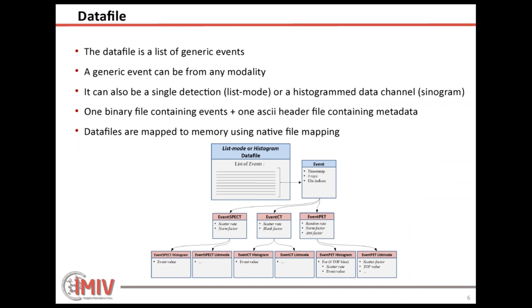Then for SPECT, CT, or PET, you have the different corrections according to each modality. Everything in italics, though you cannot see it, is optional. And then you have the list mode or histogram difference for each modality. This is not implemented for the moment, list mode CT and list mode SPECT. For the moment, list mode is only for PET, but it's already implemented, it's just not used.